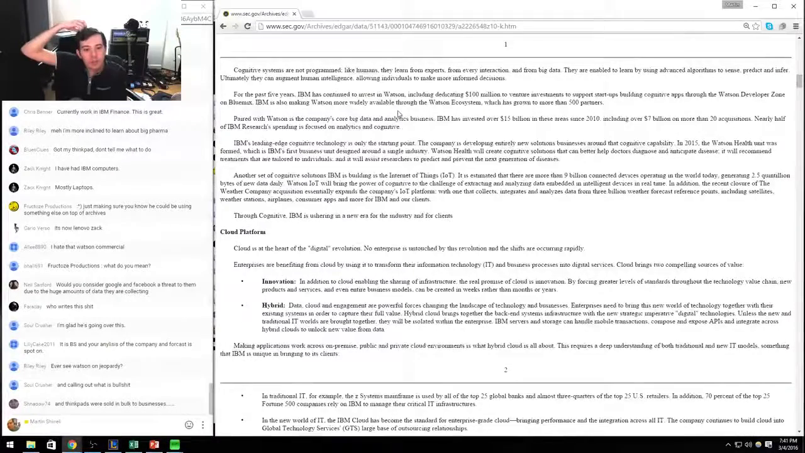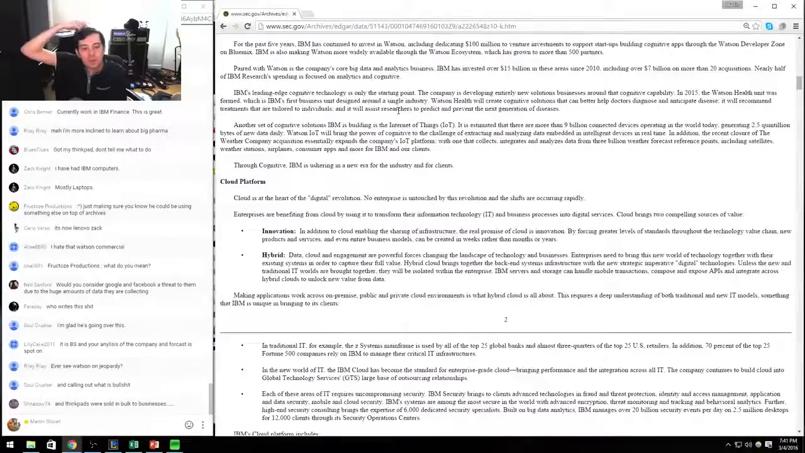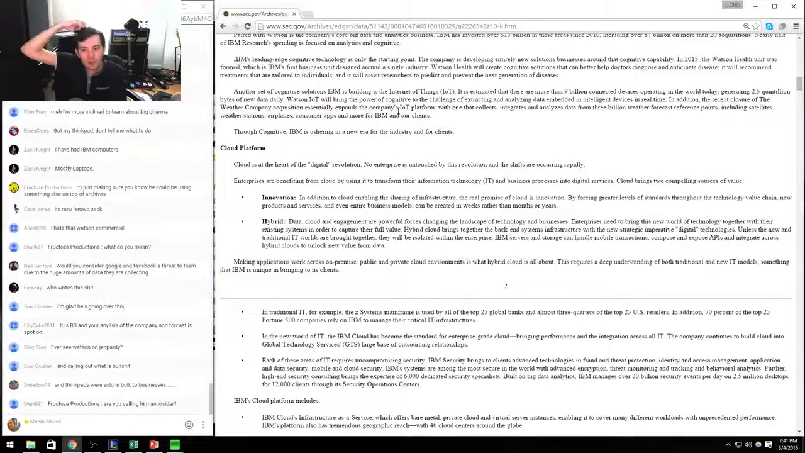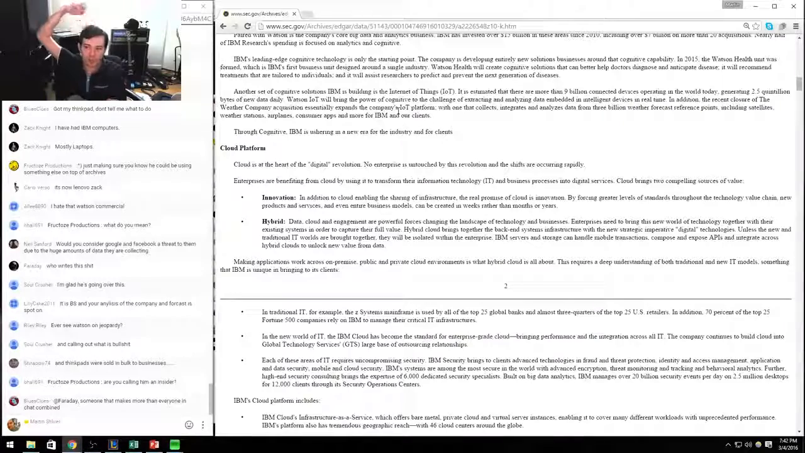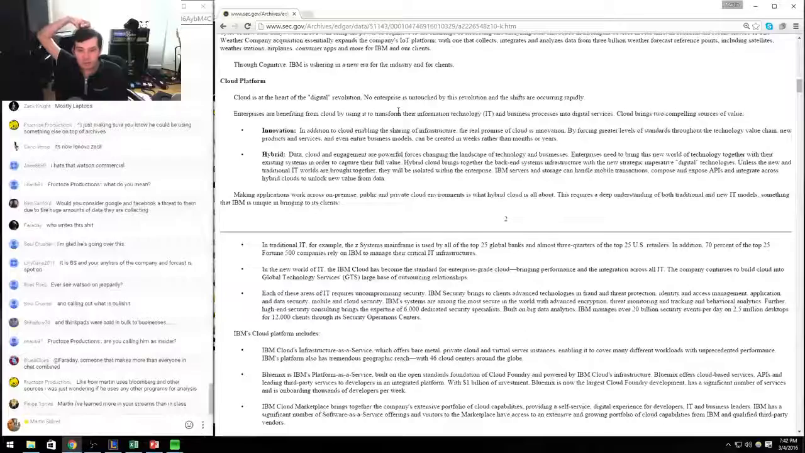Nearly half of IBM's research spending is focused on analytics and cognitive. Okay. IBM's leading-edge cognitive technology is only the starting point. The company is developing entirely new solutions businesses around cognitive. The Watson Health Unit was formed, the first business unit designed around an industry. Watson Health will integrate cognitive solutions that help doctors diagnose and anticipate disease. Well, I know something about that. The Internet of Things, 9 billion internet-connected devices. They have a cloud platform.